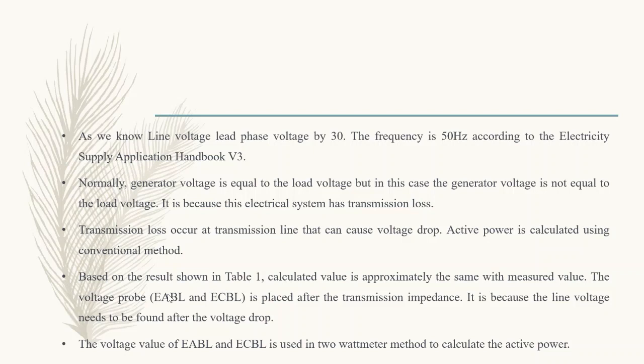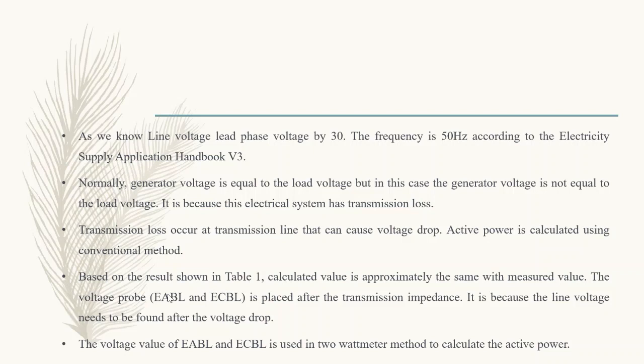Normally, generator voltage is equal to the load voltage, but in this case, the generator voltage is not equal to the load voltage. It is because this electrical system has transmission loss. The transmission loss occurs at the transmission line and can cause voltage drop.